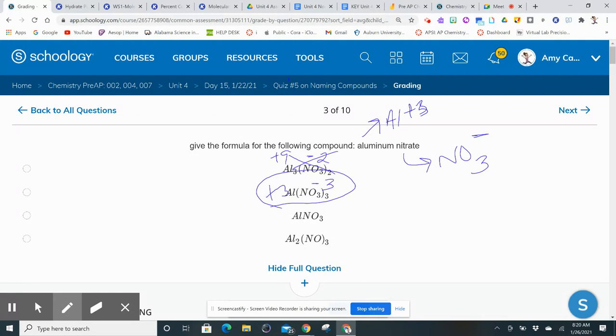Okay, down here, aluminum is a +3. Nitrate is a -1. That doesn't balance. Down here, we got +6, because 3 times 2 is 6. That's not even the right formula for nitrate, is it? So that one can't be it either. Okay?